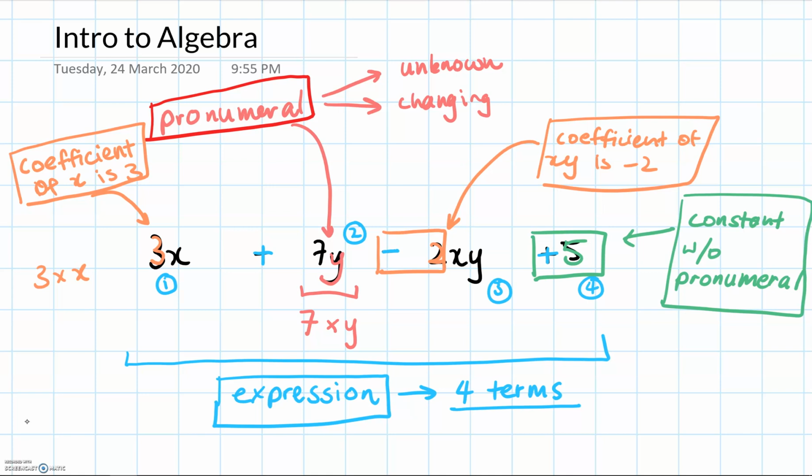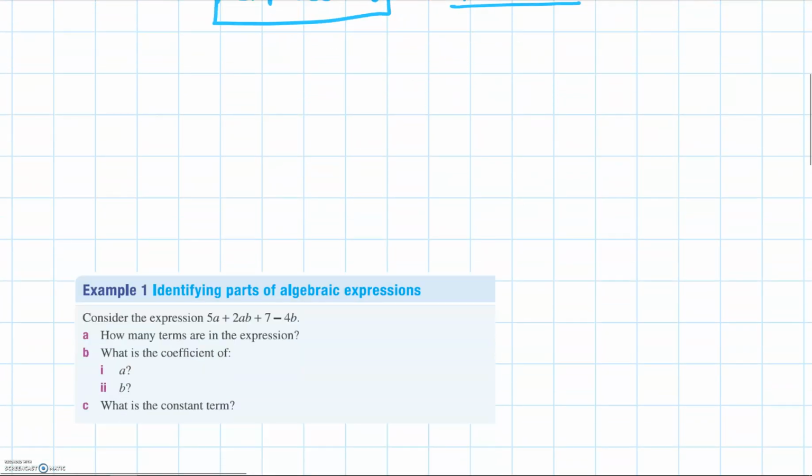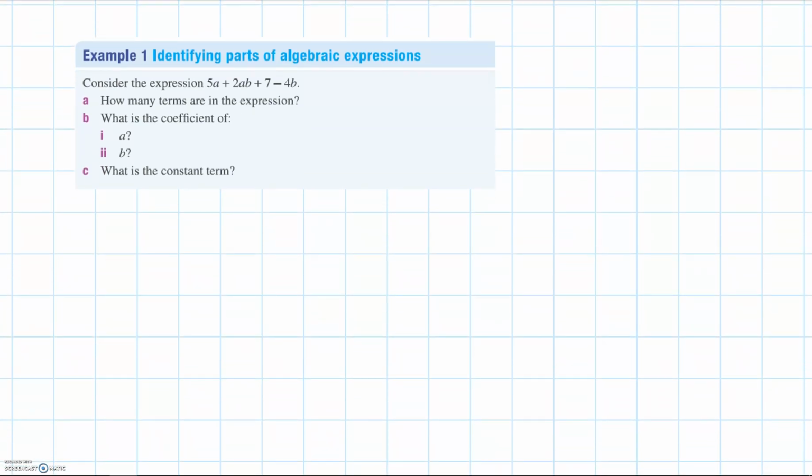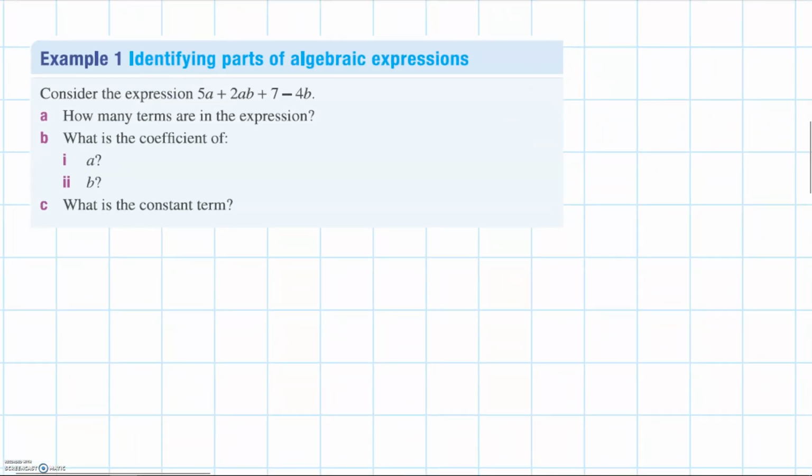So what I'm going to do is go through that first example in your contingency booklet. We had to identify the parts of this algebraic expression. So we had to look at this expression, 5a plus 2ab plus 7 minus 4b. Now, I'm just going to zoom in here. There's a few questions involved here.